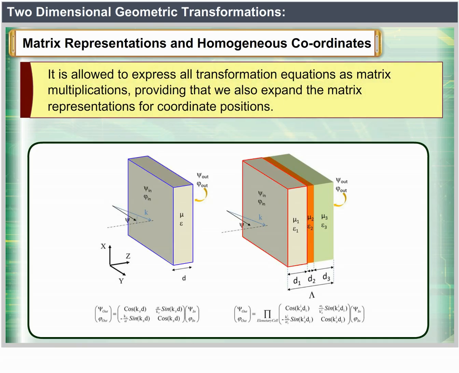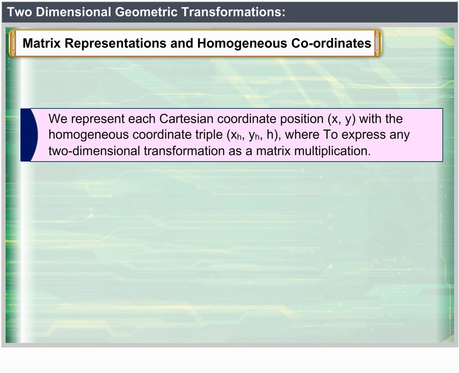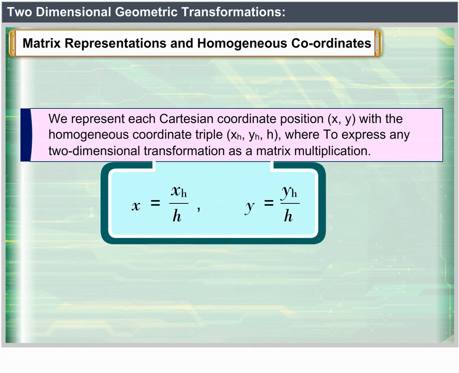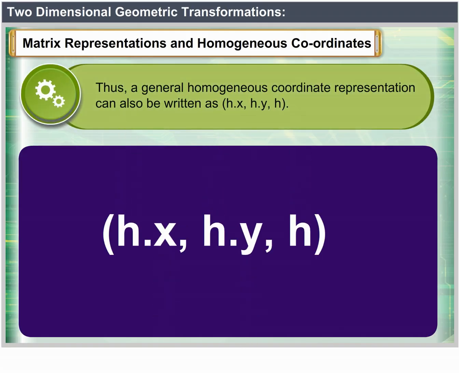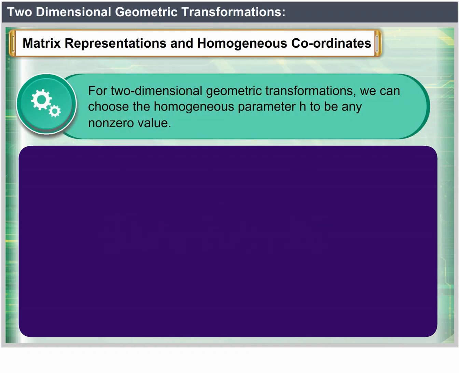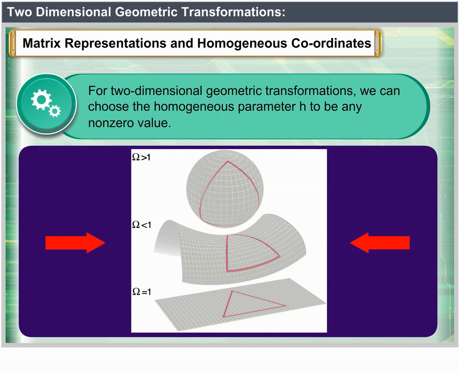This allows us to express all transformation equations as matrix multiplications, providing that we also expand the matrix representations for coordinate positions. To express any two-dimensional transformation as a matrix multiplication, we represent each Cartesian coordinate position x, y with the homogeneous coordinate triple xh, yh, h, where x = xh/h and y = yh/h. Thus, a general homogeneous coordinate representation can also be written as h·x, h·y, h. For two-dimensional geometric transformations, we can choose the homogeneous parameter h to be any non-zero value.